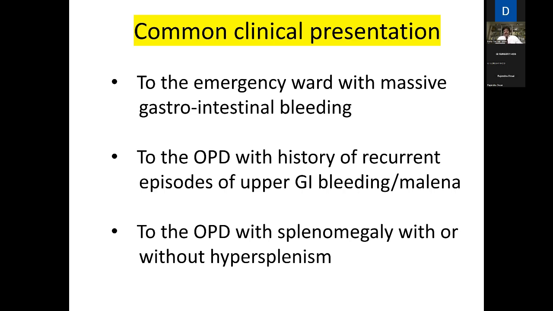The second group are the ones who come to the OPD. They come with a history of recurrent GI bleed, melena, over a period of time. Usually these are children or young adults, and then we need to investigate and also tackle them. The third group are the ones who are diagnosed as portal hypertension. They come with splenomegaly with or without hypersplenism, and the treatment protocol for them is slightly different. These are the three categories of patients with portal hypertension we tend to see in our clinical practice.